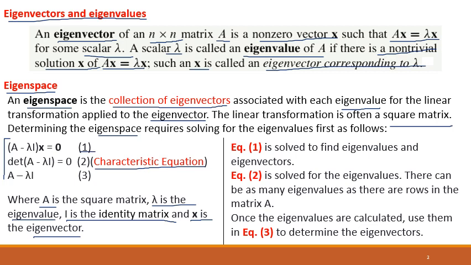Equation 1 is solved to find eigenvalues and eigenvectors. Equation 2 is solved for the eigenvalues. There can be as many eigenvalues as there are rows in the matrix A. Once the eigenvalues are calculated, use them in equation 3 to determine the eigenvectors.